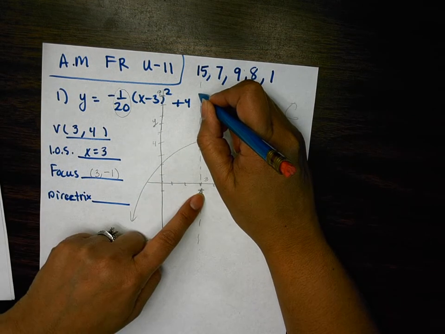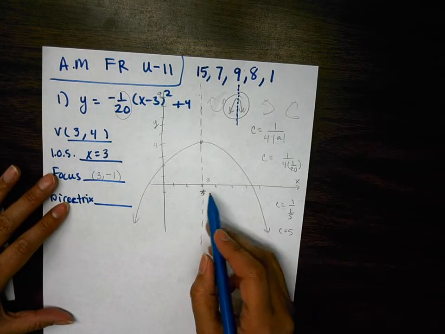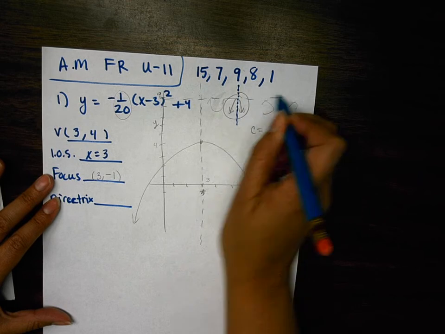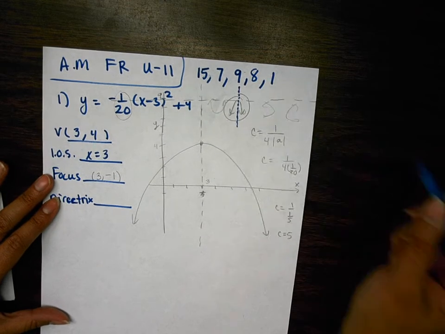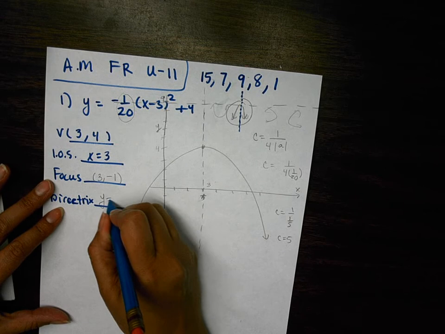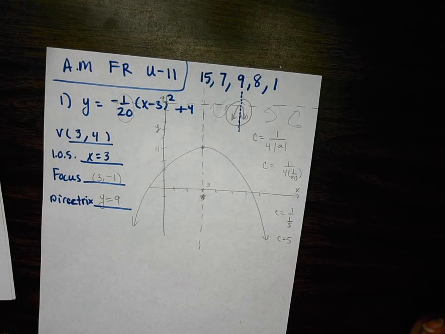So I go up 5 and put another point or a dotted line. Dotted line. And this is my directrix. This is horizontal, so is that x equals or y equals? And what is it? Y equals 9.